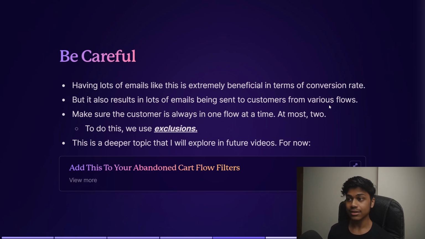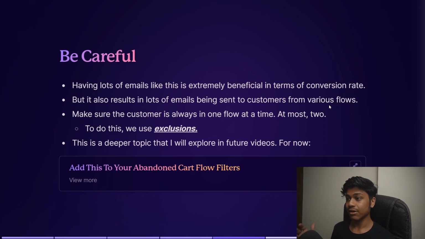And to do that, you have to use exclusions, right? Exclusions to exclude people from 1 flow if they're in another flow, and so on. The way you do this is you have to map the customer journey in your head and make exclusions based on that. This is extremely advanced. I don't even see agency owners or freelancers talking about this even online.